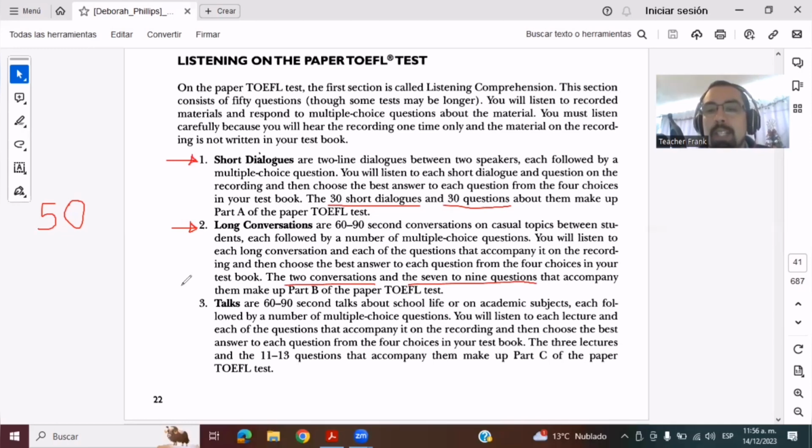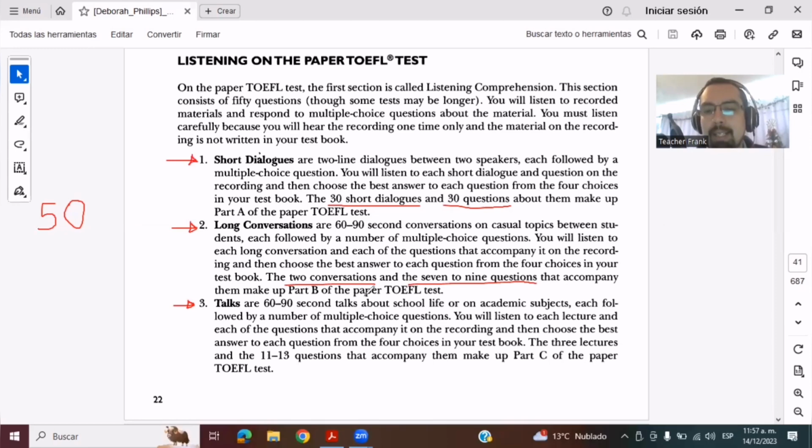And these 2 conversations are longer conversations. You have to pay more attention, and we're going to be looking at the skills to be able to do this effectively. Last but not least, we have the talks. The talks, I think, may be the most difficult because these are 60 to 90-second monologues. So one person talks and talks and talks, and you have to answer questions regarding the talk.